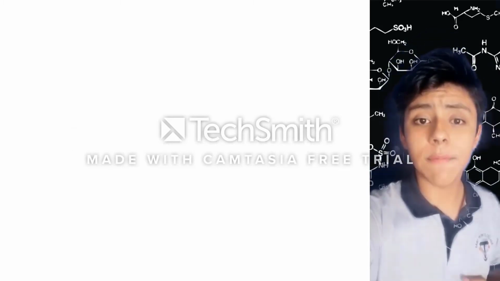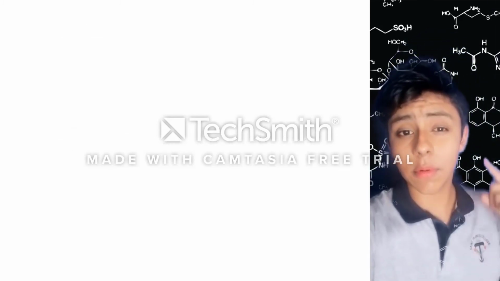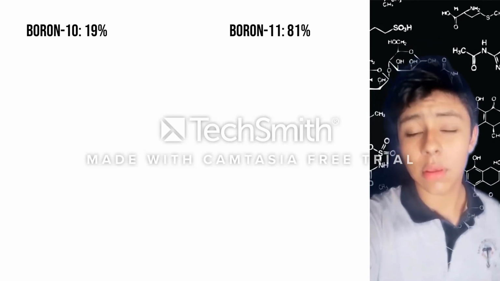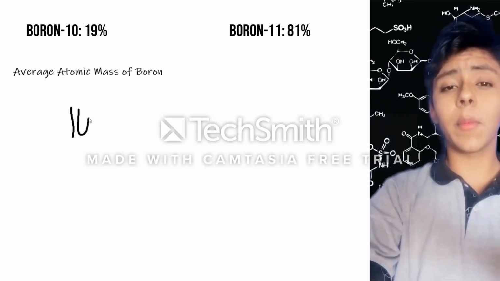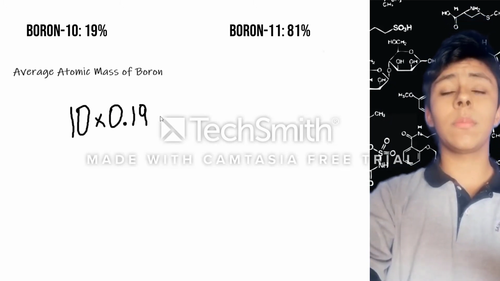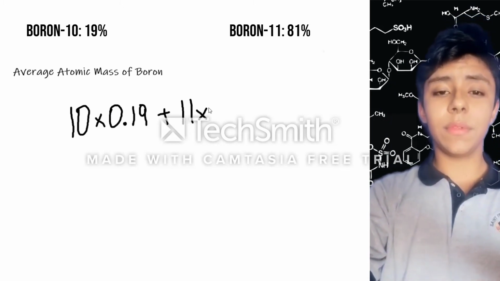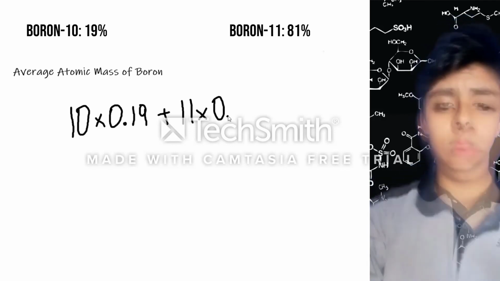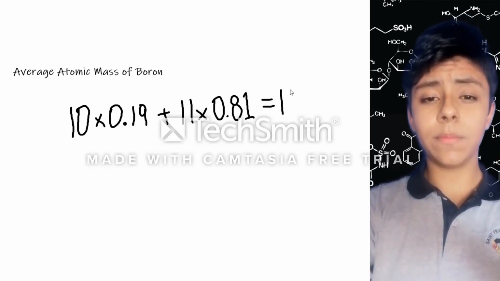Now, let's use the example of boron. Boron has two isotopes, boron-10 and boron-11. Now, utilizing the formula, we have 10 times 0.19 plus 11 times 0.81, which gives us approximately 10.81.